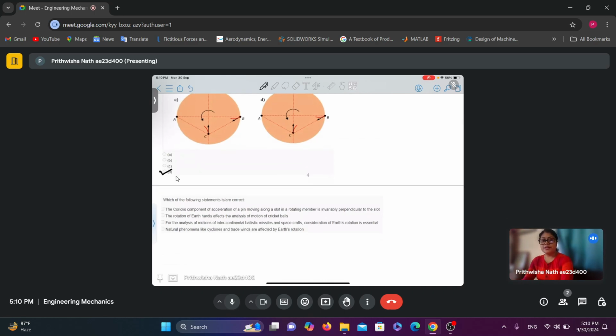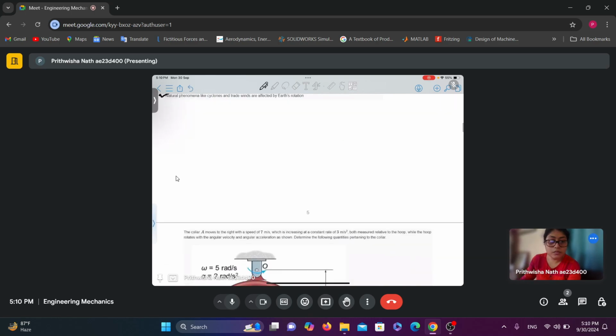Which of the following statements is or are correct? The Coriolis component of acceleration of a pin moving along a slot in a rotating member is invariably perpendicular to the slot. So this is correct. The rotation of Earth hardly affects the analysis of motion of cricket balls. This is also correct. For the analysis of motions of intercontinental ballistic missiles and spacecrafts, consideration of Earth's rotation is essential. This option is also correct. Natural phenomena like cyclones and trade winds are affected by Earth's rotation. So this is also correct. So all the four options are correct for this question.